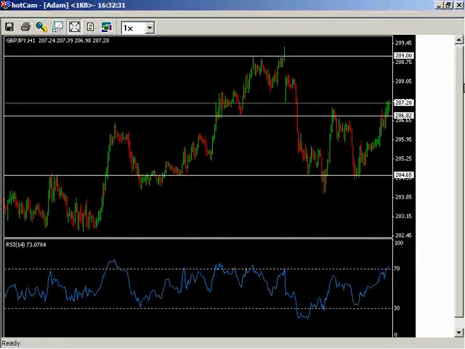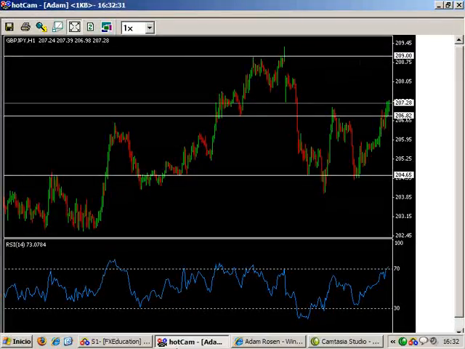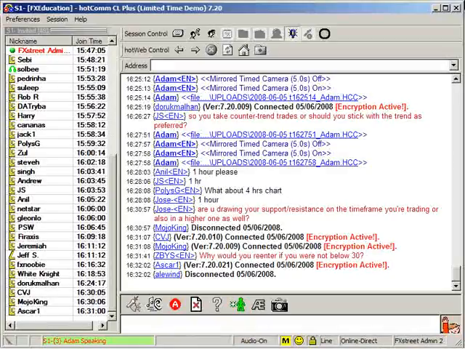Are you drawing your support and resistance lines on the time frame you're trading, or also on a higher one as well? It's a great question. I will start with the daily charts and draw support and resistance lines and then move down.